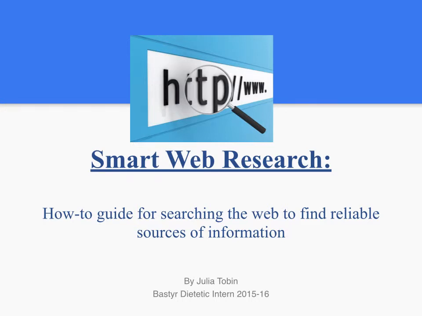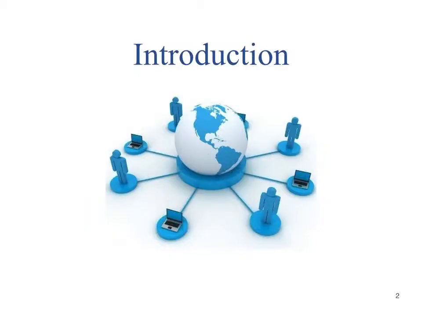Smart Web Research, a how-to guide for searching the web to find reliable sources of information. Anyone in theory can publish information on the web regardless of whether or not it's accurate. Therefore, it's important to know how to find valid information so that you can be informed. This presentation will give you a brief introduction to how to search the web for reliable sources of information.